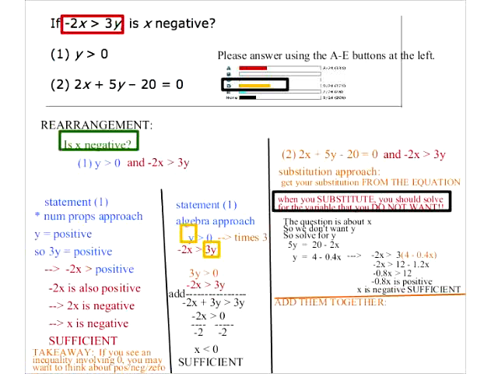So you've got 2x plus 5y minus 20 equals 0. And you also have negative 2x is greater than 3y. These can be added. You can't add together opposite inequalities, but you can add together two inequalities that are the same, and you can add together an equals and an inequality. So if you do that, the 2x's cancel, and you wind up with 5y minus 20 equals 0.